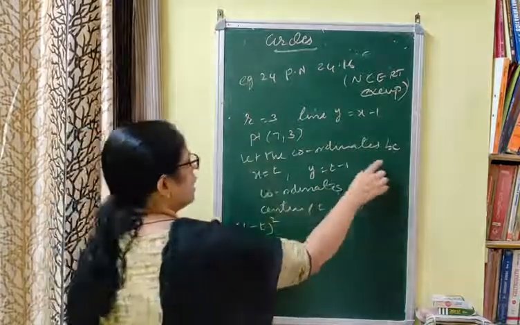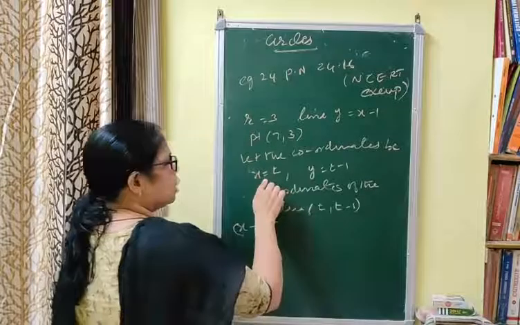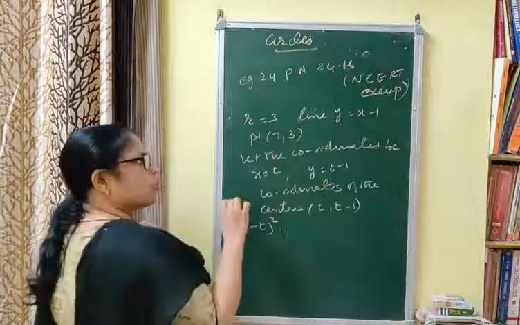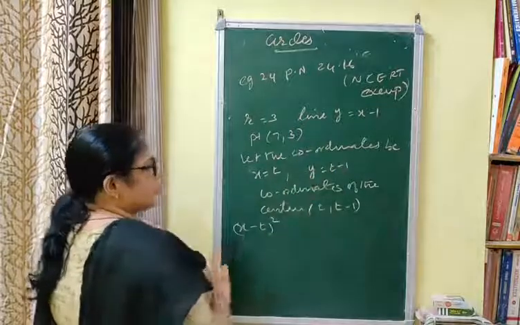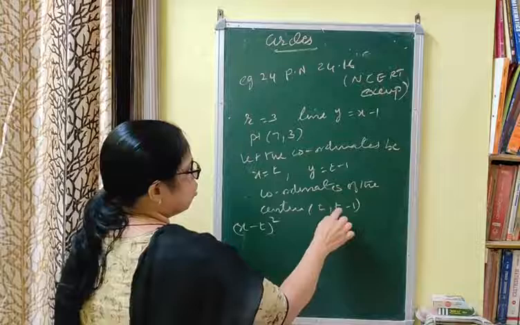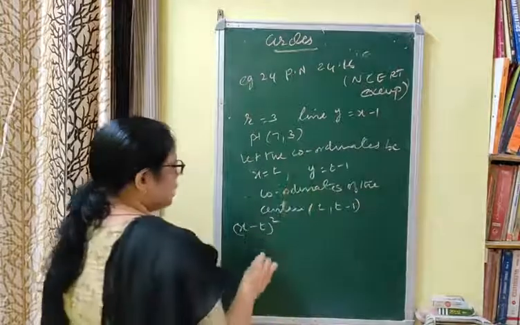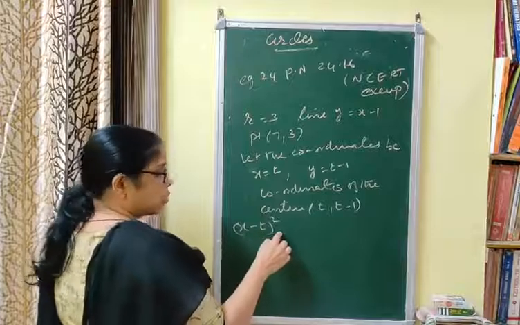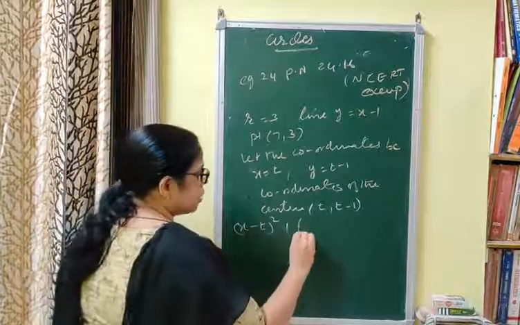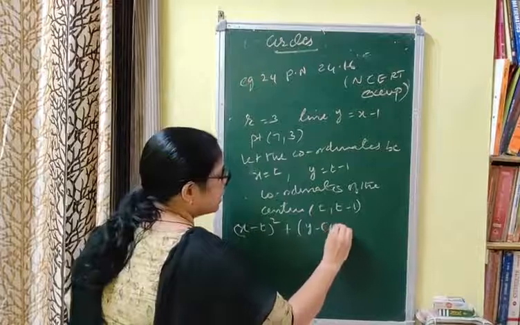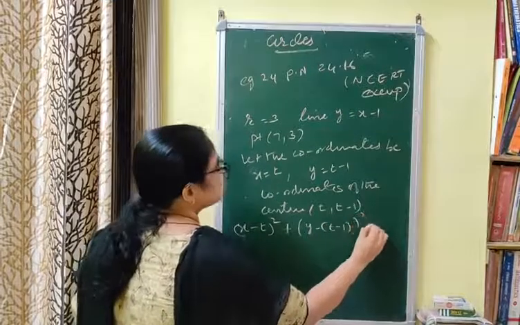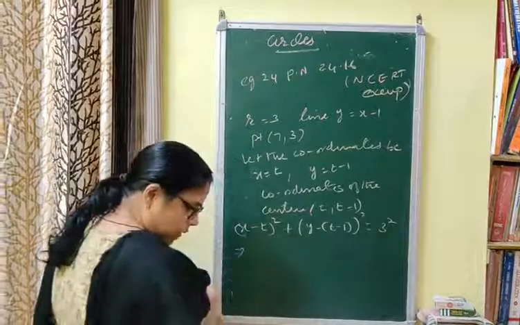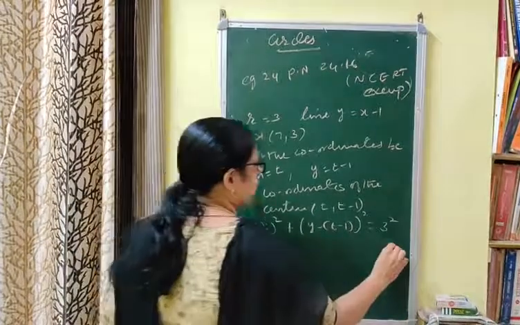For convenience, we can take the coordinates on the line as x equal to t, where t is a variable whose value is to be found, so y equal to t minus 1. Now the coordinates of the center are (t, t minus 1). By the central form of a circle, (x minus h) whole square plus (y minus k) whole square equal to r square, we get (x minus t) whole square plus (y minus (t minus 1)) whole square is equal to 3 square. Now we have to find t.